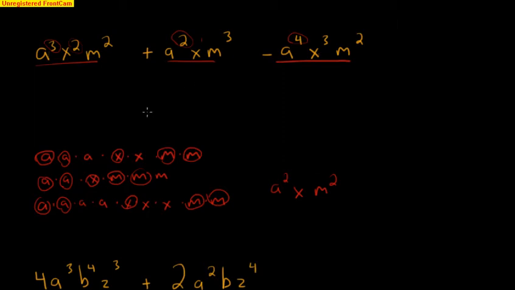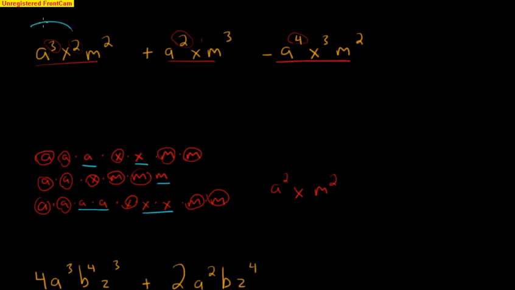So the point is we don't want to write this out for no reason. It is going to help us know what's going to be left inside of the parentheses. We're going to find out that the first term is going to have an a and an x left over, the second is going to have an m, and the third is going to have a squared x squared.